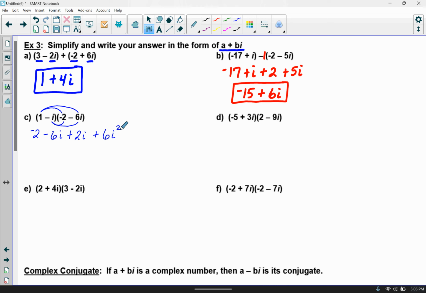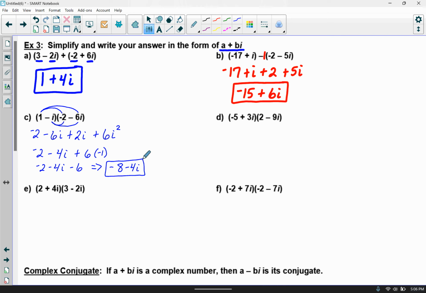Okay, so now let's combine like terms. I have negative 2, negative 6 plus 2, that'll give me negative 4i. And then back here at the end, i squared is equal to negative 1. Like I said, I'm just going to show this step here. So 6 times negative 1, of course, that would give me negative 6. So I have negative 2 minus 4i minus 6. Final answer then, combine like terms one last time. Negative 8 minus 4i.